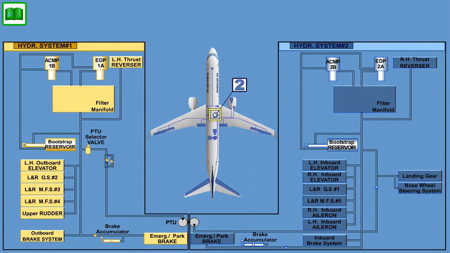System 2, located in the right center fuselage bay, powers the left and right inboard aileron PCUs. Left and right inboard elevator PCUs, multifunction spoiler pair 5, ground spoiler pair 1, landing gear, nose wheel steering, inboard brakes, emergency parking brake, right thrust reverser.